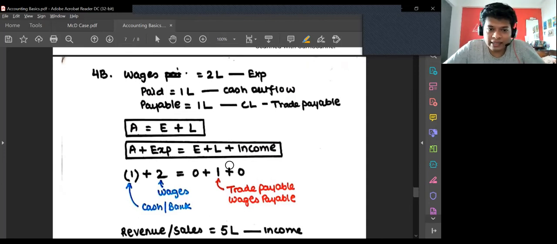Wages is, again, an expense. So 2 lakhs over here I'll put. Earlier, because I had paid 2 lakhs, it was coming -2 over here, and the equation was tallying, but this time I've only paid 1. Now where is the other effect? That other effect is coming in the current liabilities, trade payables, because I have to pay that person. So it could be other payables, trade payables, whatever, wages payable. So here that wages payable is coming.